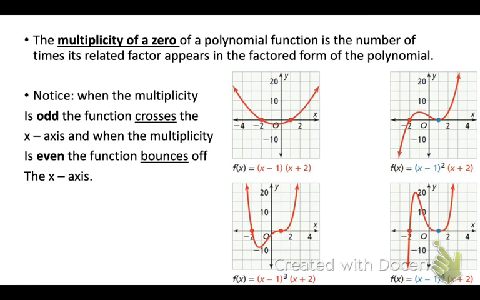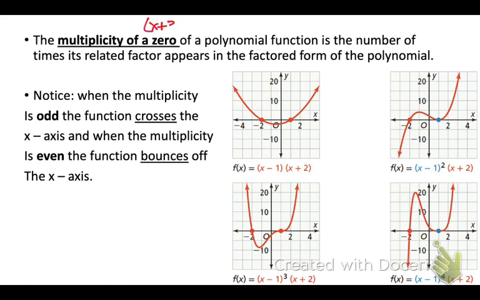Okay, so this is where we're going to talk about multiplicity and odd and even. I'm going to remind you of your odd and even again. Multiplicity means more than one, yes? Or one. Could be 1 or 2 or 3 or 4. The multiplicity of a zero of a polynomial function is the number of times its related factor appears in the factored form of the polynomial. That is a lot. It's the number of times the factor appears. That's what it is.